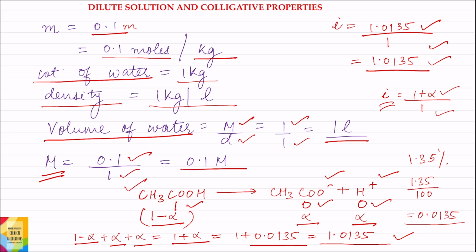Therefore, while calculating osmotic pressure, the value of n by V can be taken as 0.1, and the osmotic pressure becomes equal to n by V, that is 0.1 into R into T. This is for no dissociation. And when there is dissociation, the value of osmotic pressure will be equal to i into 0.1 into R into T.